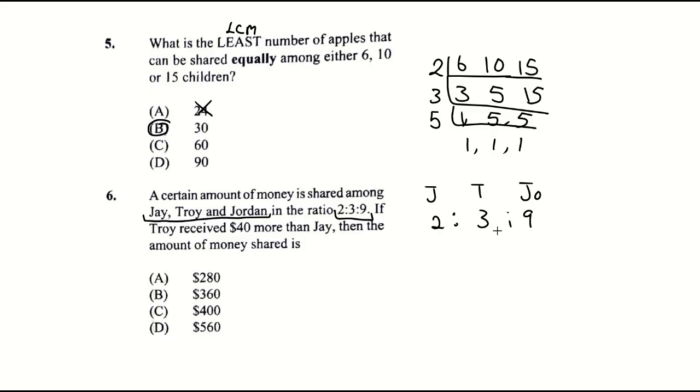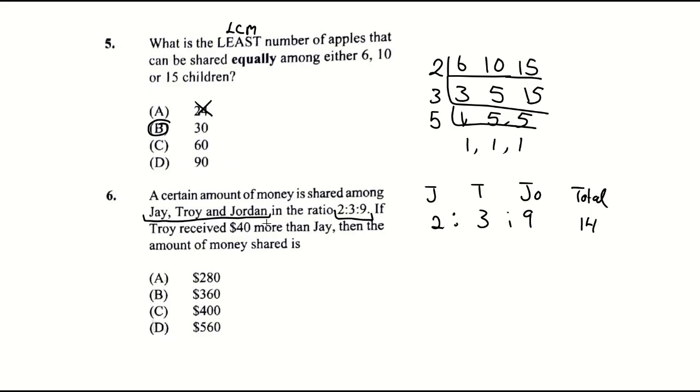Alright, if Troy received 40 more than J, then the amount of money shared is, they want the total amount of money, so we need to find the total amount of parts. Right, 2 plus 3 is 5, 5 plus 9 is 14. So that's 14 parts.